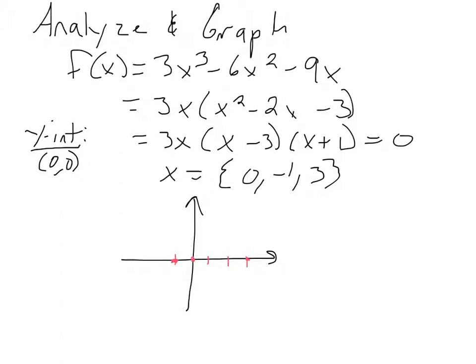So, looking at this, turning points. We know that there has to be no more than 2 turning points with a cubic function. So a max of 2 turning points. And is it going to cross at all of the zeros? It's going to cross at all of them, right? Because the multiplicity is 1.